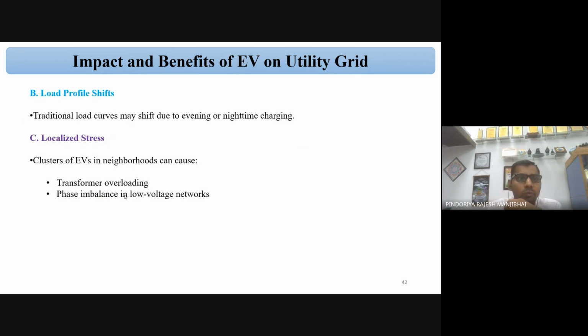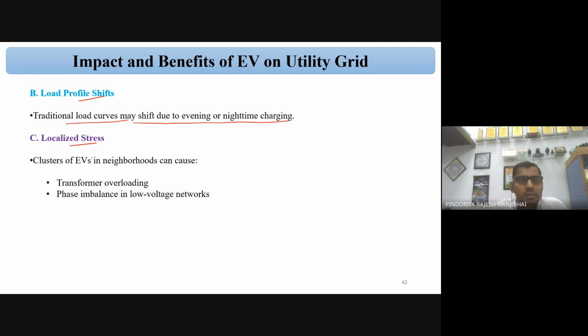Second one, load profile shift. Maybe your load profile shifts because of the EV charging. The traditional load curve may shift due to evening and nighttime charging. Correct. So during the daytime maybe there is no charging, but during the evening and night time you are charging your battery. So your load profile is totally shifted.